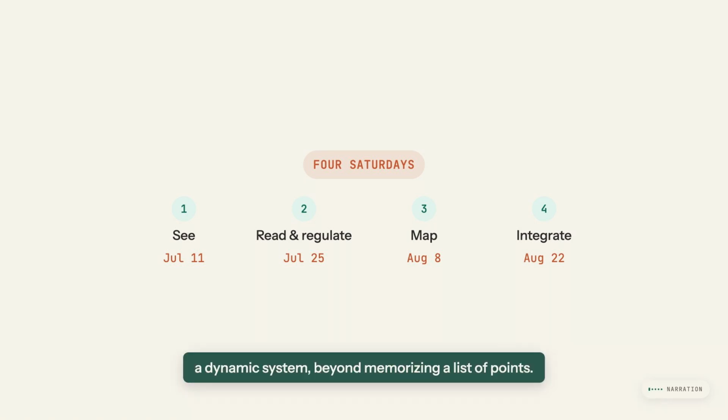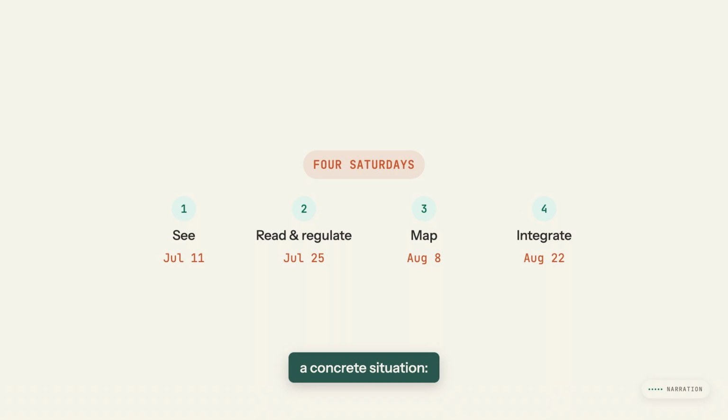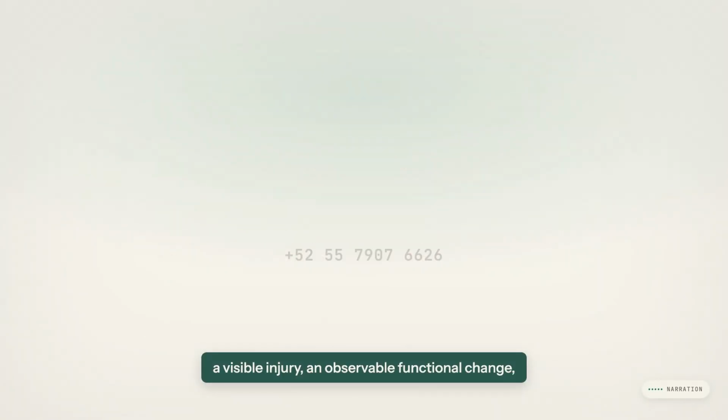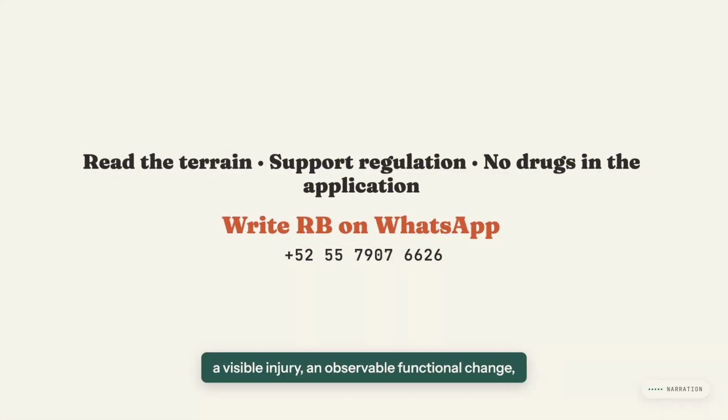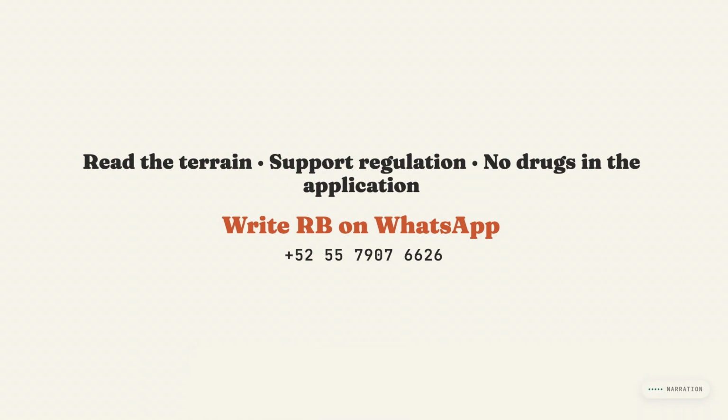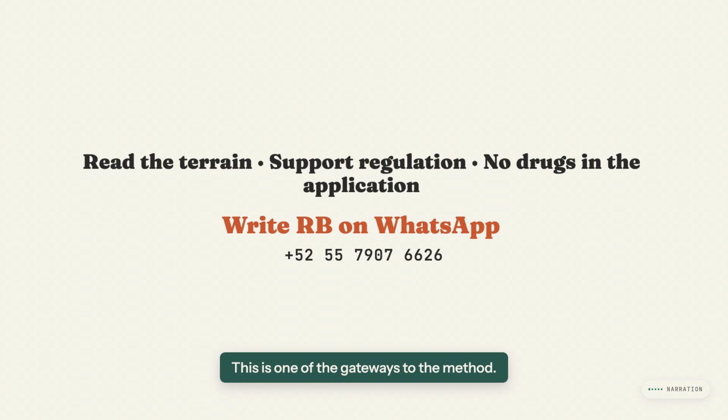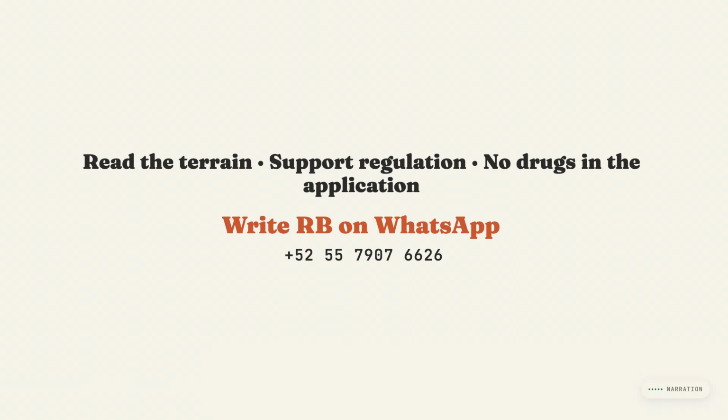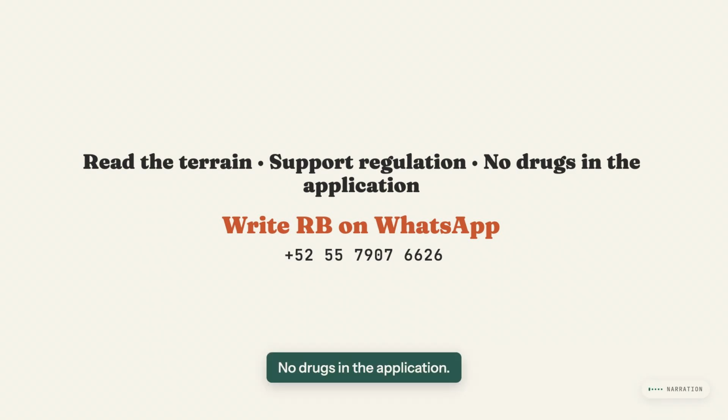Beyond memorizing a list of points, the body can show where it lost regulation and what response it needs to recover coherence. The trauma point lets us enter that model from a concrete situation. A visible injury, an observable functional change, and a response we can verify before and after the application. This is one of the gateways to the method. In the course, we build the complete system, read the terrain, support regulation, no drugs in the application.